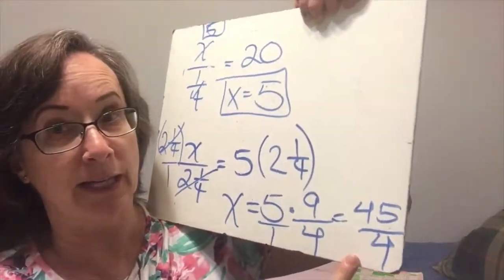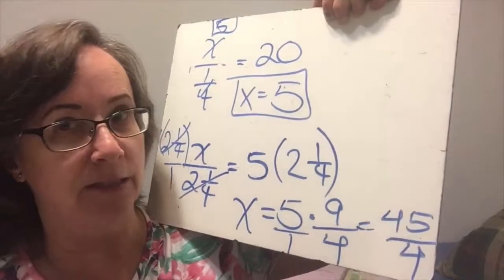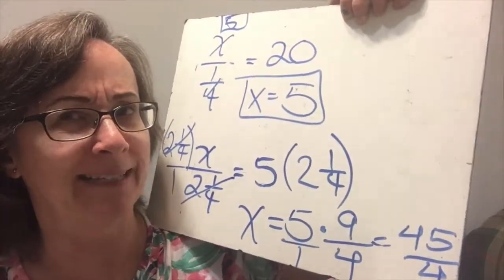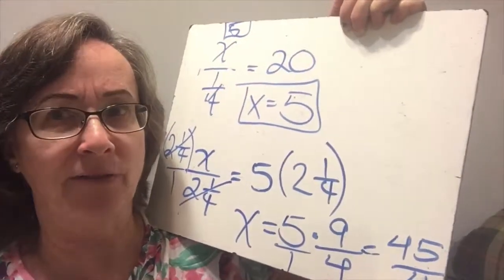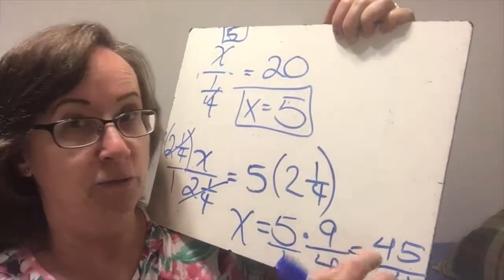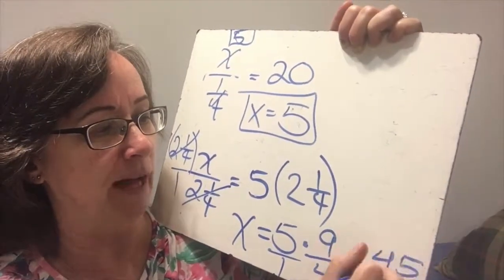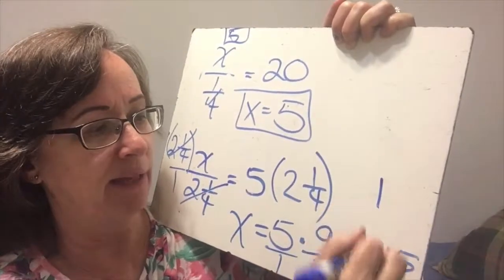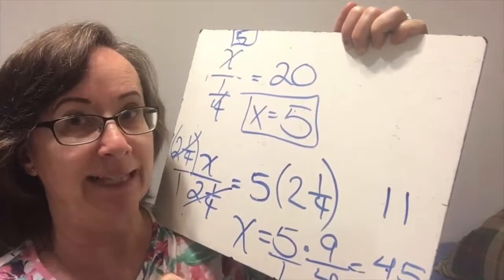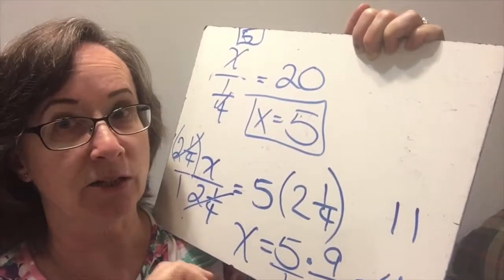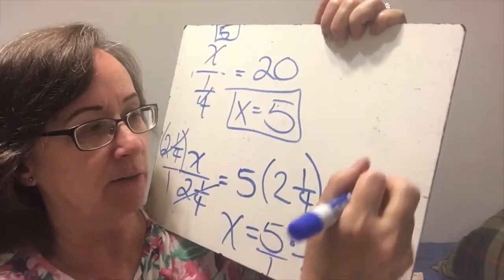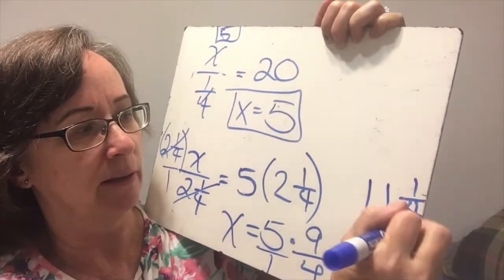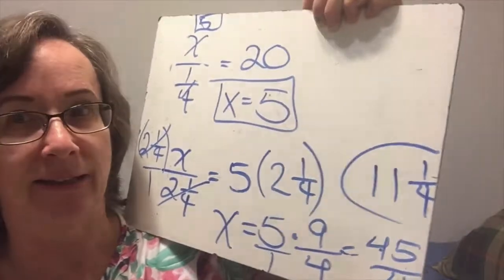Okay, now 45/4 is the correct answer, but I had a mixed number. So it would be certainly good to put this back into a mixed number. It's a good practice anyway. So what is 45 divided by 4? Well, 4 goes into 45 eleven times. 11 times 4 is 44. We have 1 left over, so 1/4. So the answer is 11 1/4.